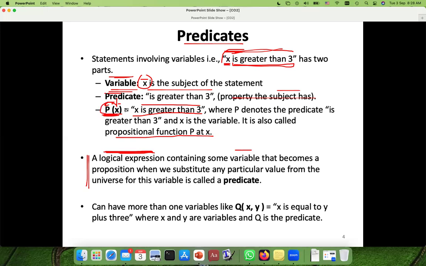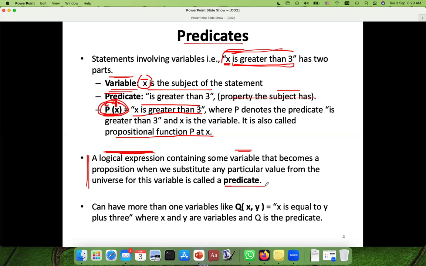So now this is a logical expression, the small one. It's not a big equation, it's just a small one, and it contains the variable x. A logical expression that contains some variable becomes a proposition when I assign some value to this variable x. When I assign some value to x, it can be true or false, because then it becomes a proposition and gives you a true or false answer. So that whole logical expression is then called a predicate.